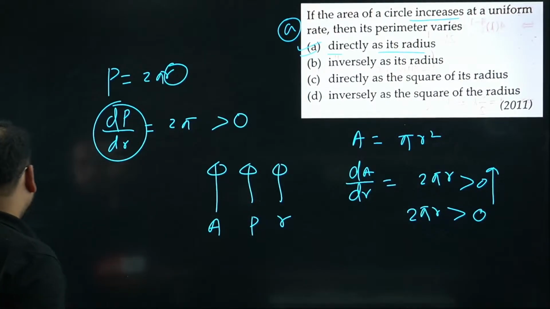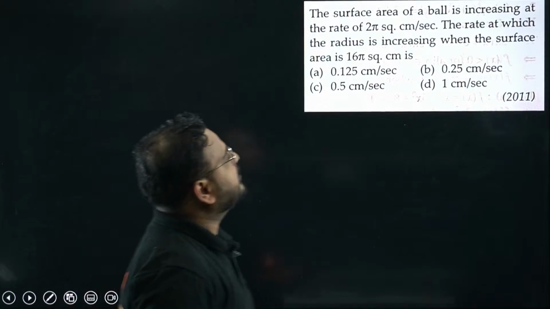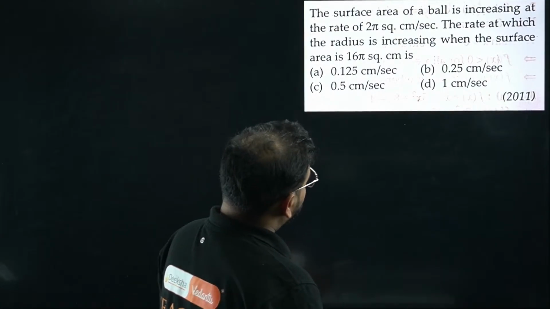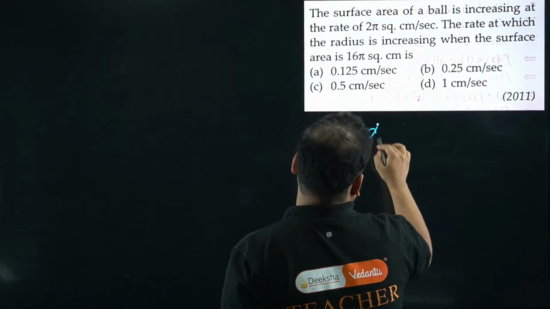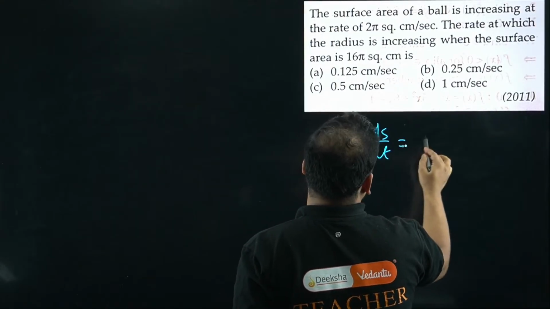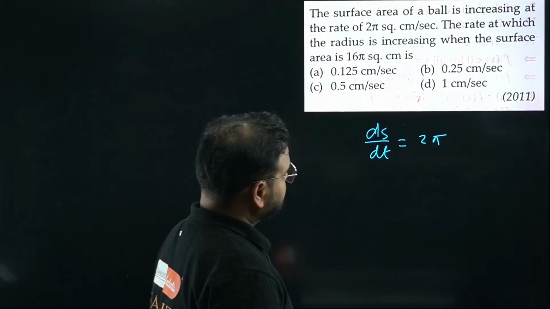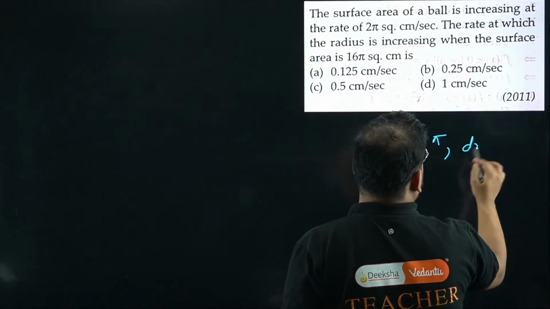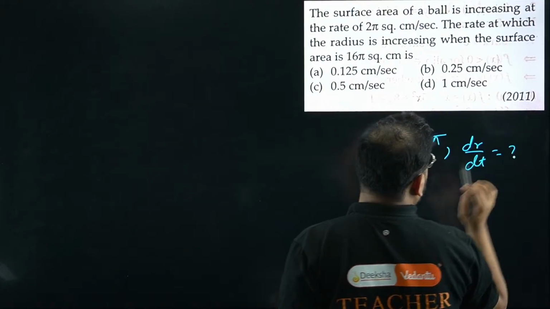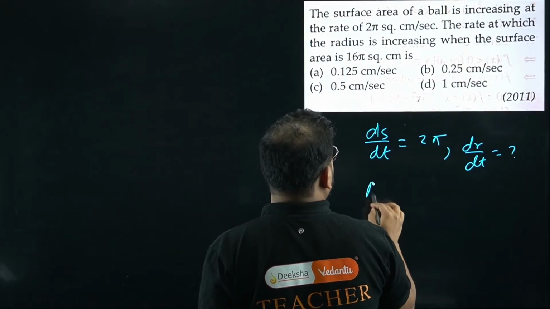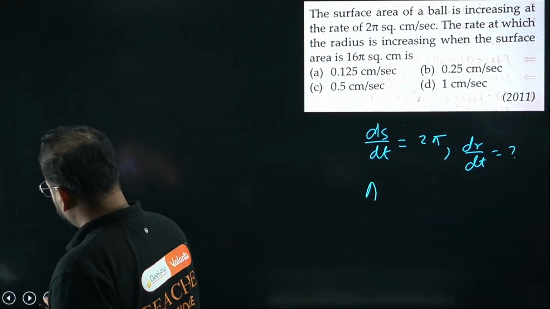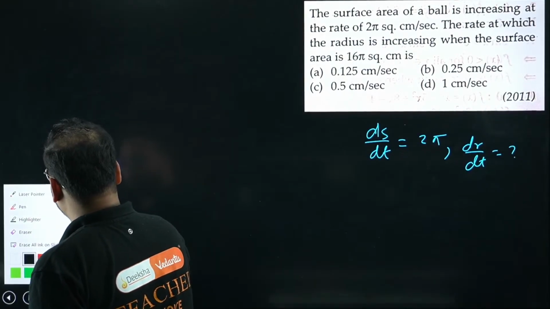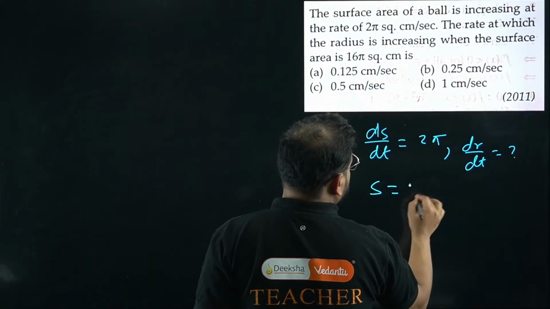Moving on. What we have next is surface area of the ball is increasing at the rate of 2 pi square centimeter. Okay. The rate at which the radius is increasing. They are asking us dr by dt is how much, and they've given the surface area also. Please check. S is given as 16 pi.